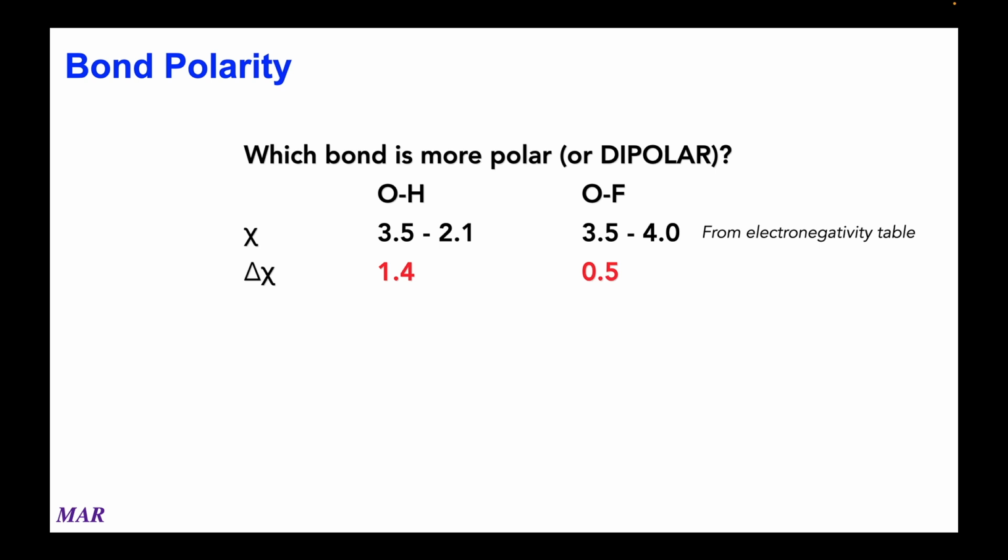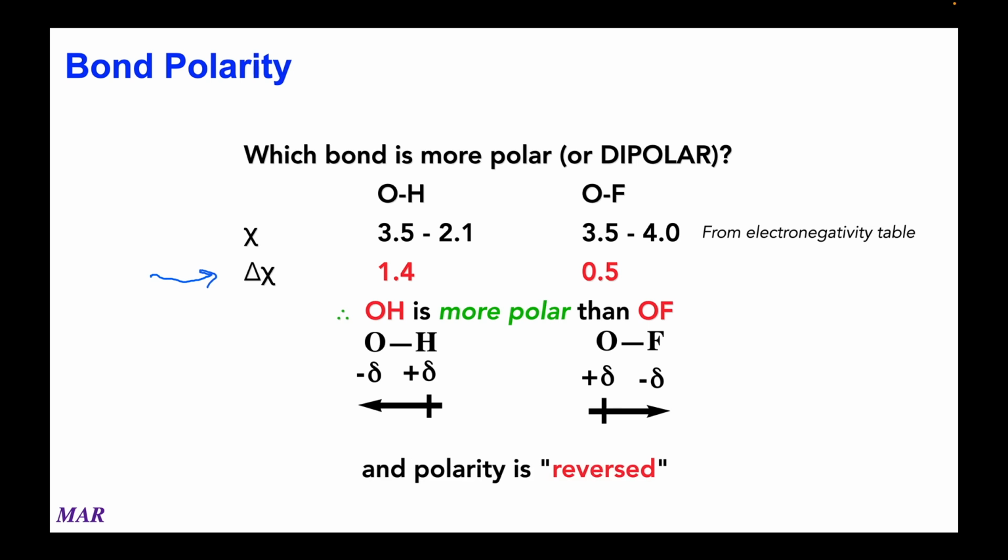So what we'll do here to answer this question is we're going to find the difference in electronegativity, delta chi. So 3.5 minus 2.1, that's the difference. That would be 1.4. And the other one, just think of an absolute value. 3.5 minus 4, of course, is minus 0.5, but we just care about absolute value, so let's make it positive 0.5. If you want to call it negative, it's no big deal. Anyway, these numbers are helpful to chemists because an OH bond has a bigger delta chi, a difference of electronegativity, than OF. So that means that OH is more polar.